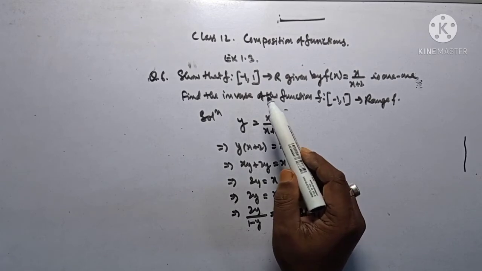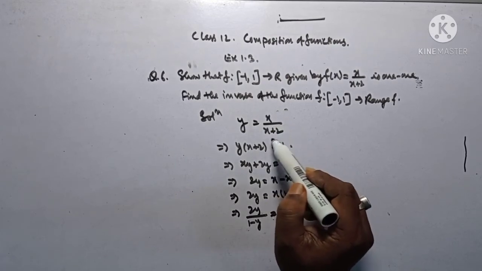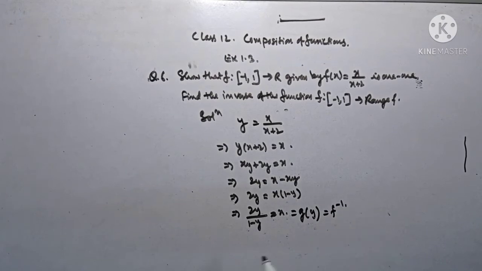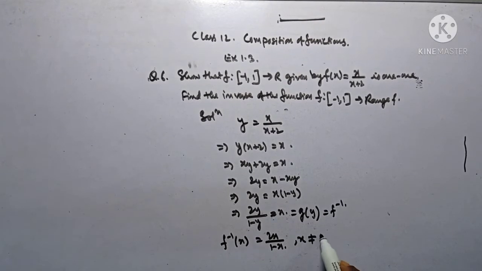Because here this must be between this, it is given, it's okay. So this is your f inverse, and we can write f inverse x is equal to 2x by 1 minus x. We can write like this also for x not equal to 1, that is x cannot be equal to 1. So this is your answer.